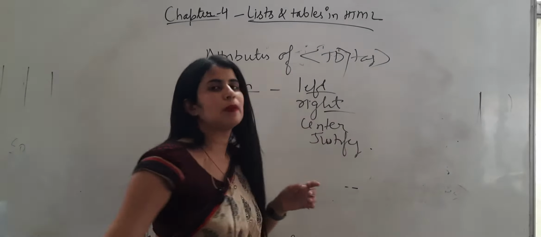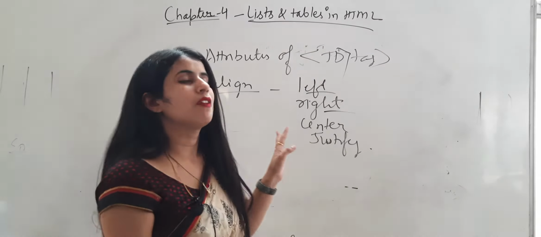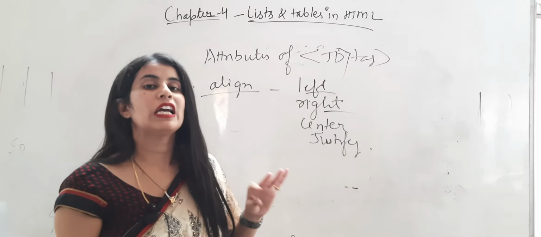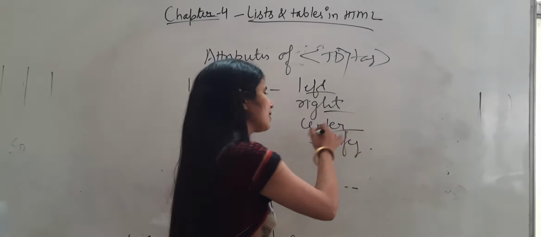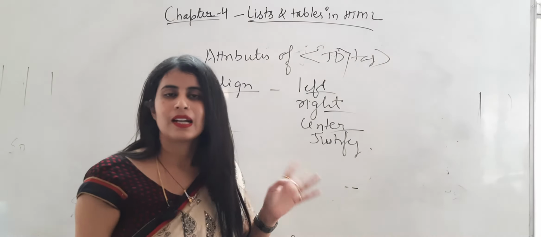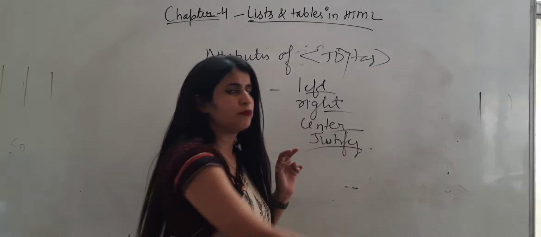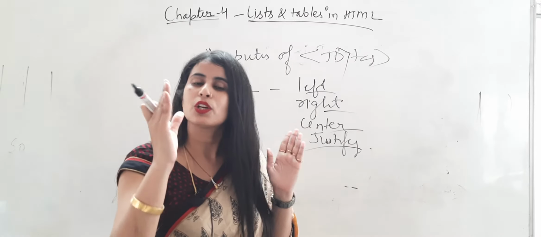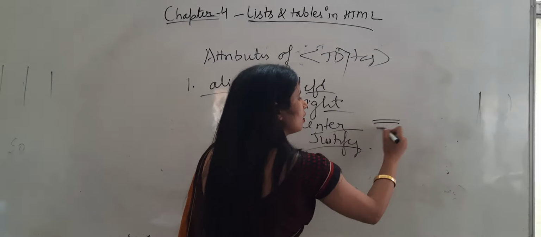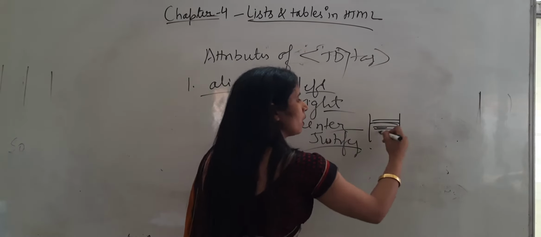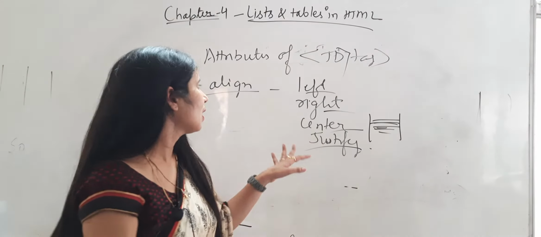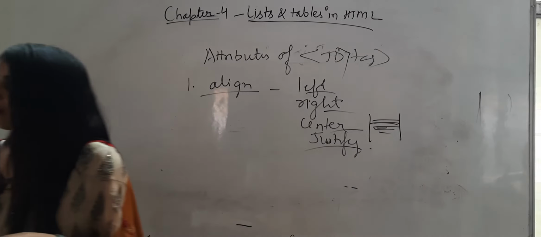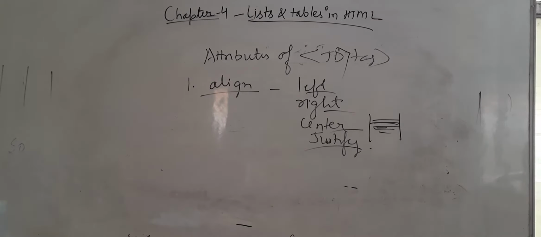If I want to keep it on the right side, I will use right alignment. If I want to align it at center, I will use center alignment. And what is justify? Justify means each character will have equal width, means they will be similar in this way. This thing will be equal. So this was about alignment. It is the first attribute of the TD tag.